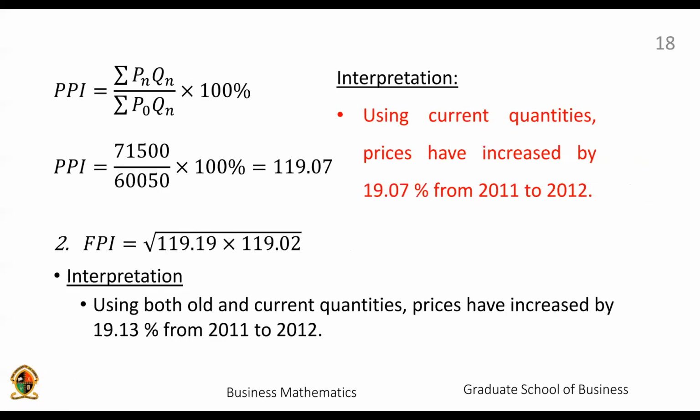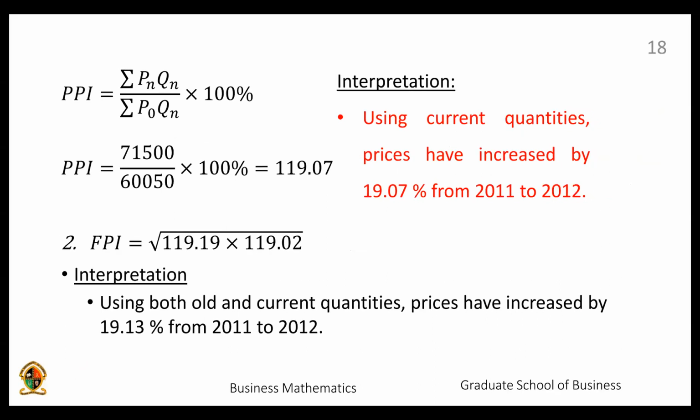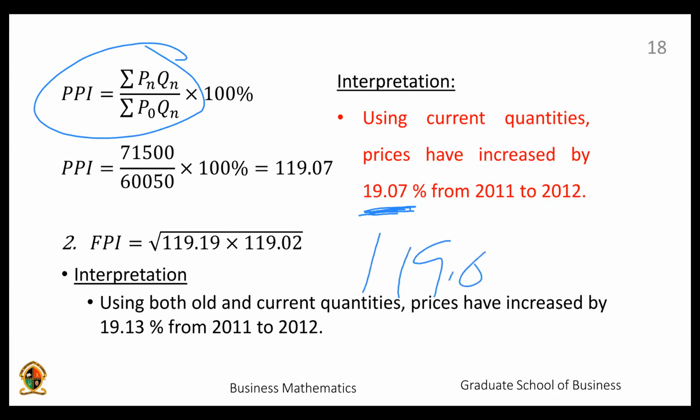Then you go to Paasche's index as well. You substitute the parameters into the formula, and then for the answer that you find, you remove 100. So you find that using the current quantities, the prices have increased by 19.07% from 2011 to 2012. It's an increase, or it's positive. So just say 119.07 minus 100. Whatever remains, that is an increase.